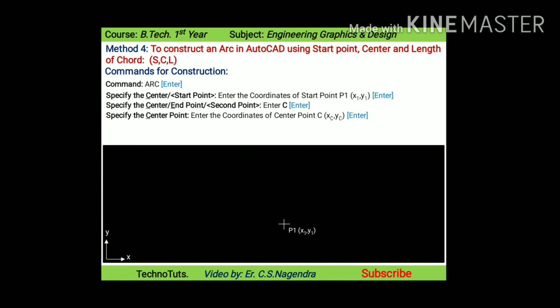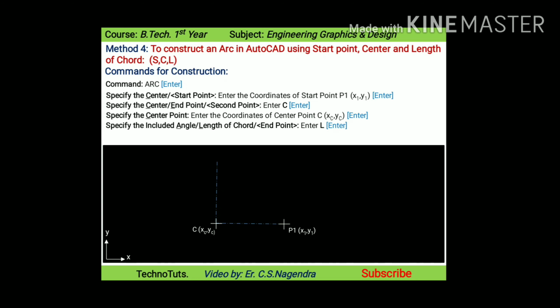After that computer will again ask you specify the center point. Now you have to enter the values of the coordinates of point C which is center point, say coordinates xc yc and press enter key. You will see point C will also be visible on the viewport. Okay students. Now move further.